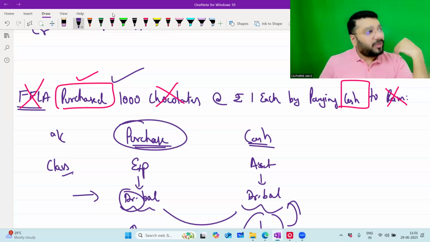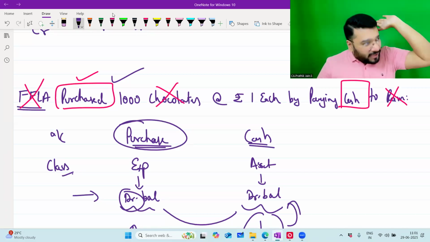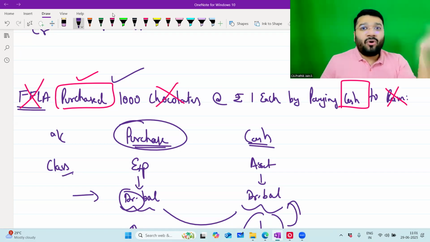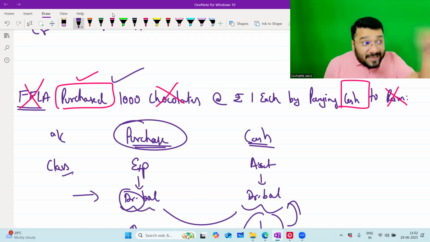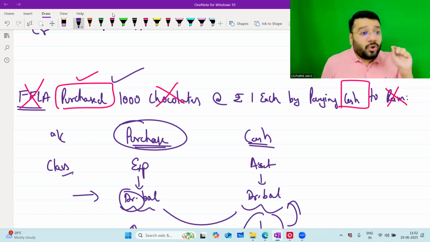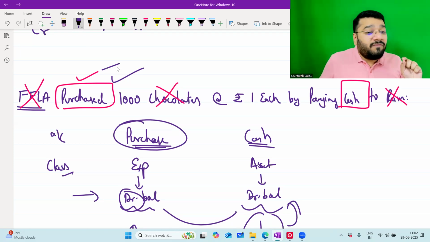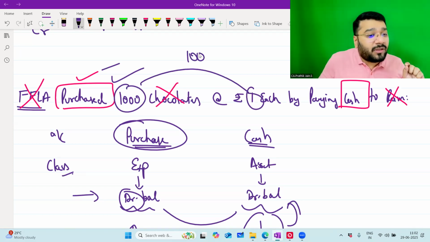Please tell me, as a chocolate owner, will I go and buy chocolates from another shop? No, I have my own factory, boss. I have my own shop. I'll obviously take from my business. So now I took this chocolate and I'm giving it to you, my family members. Am I selling it to all of you? No. So when these 1000 chocolates were purchased for 1 rupee each, my total purchases were 1000 rupees.